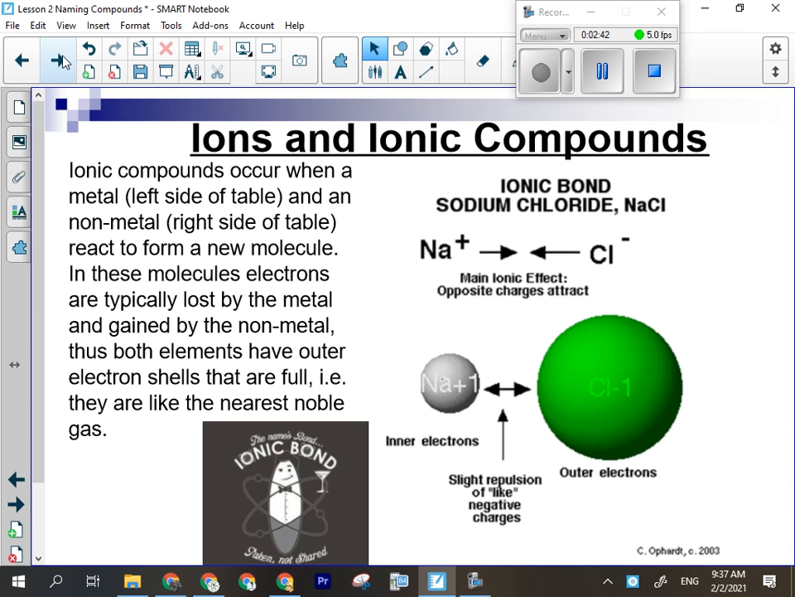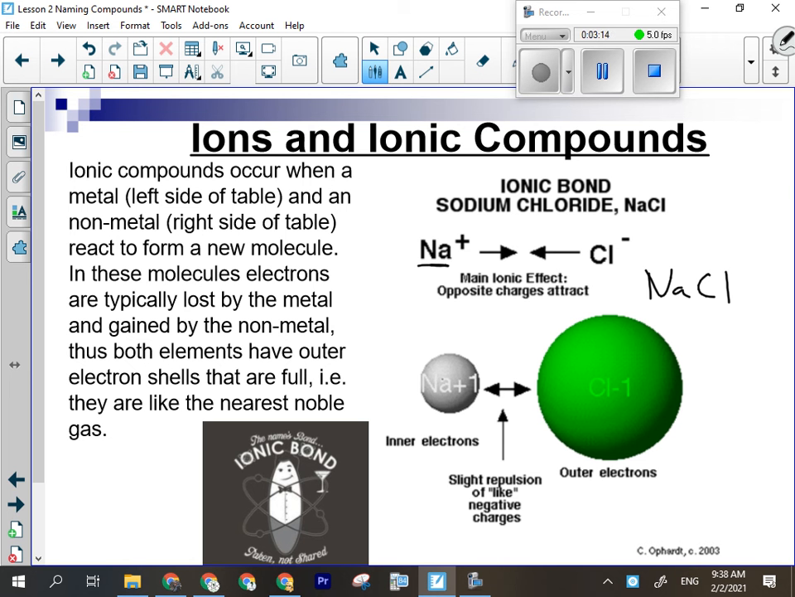Hopefully that's going to seem familiar when we start going into it. All right, so we'll start off with ionic compounds. Ionic compounds occur, like we just said, when a metal from the left-hand side of the periodic table and a non-metal from the right-hand side react to form a new molecule. So if I had an atom of sodium react with an atom of chlorine, I would get sodium chloride. An ionic compound that we use all the time is what? Salt. Yeah, it's common table salt.